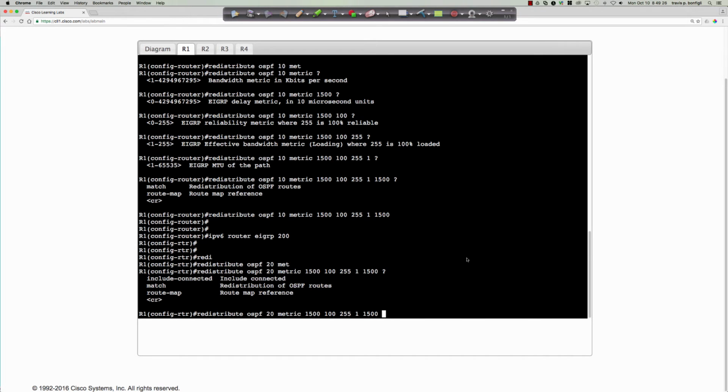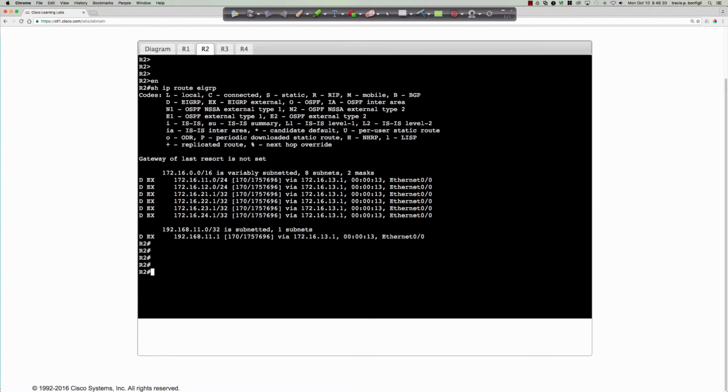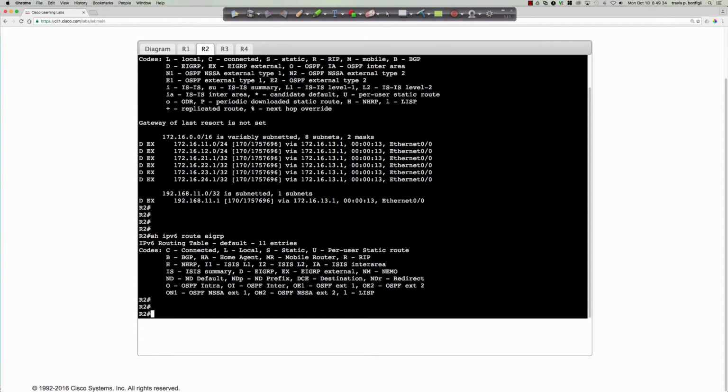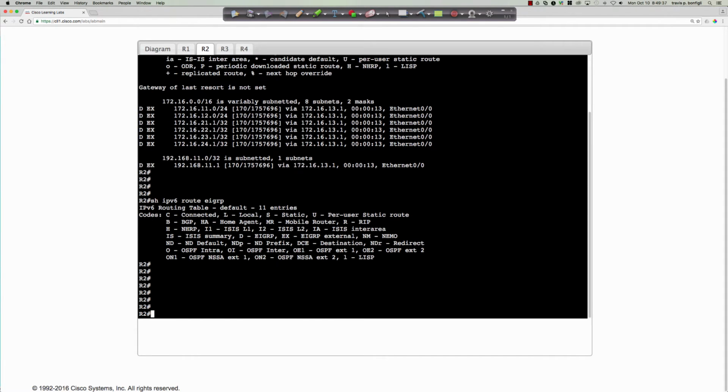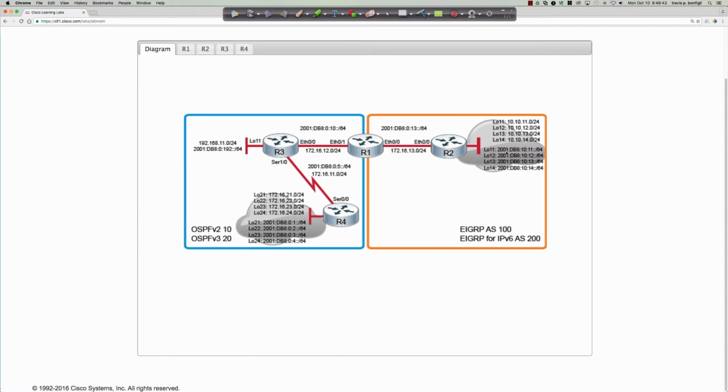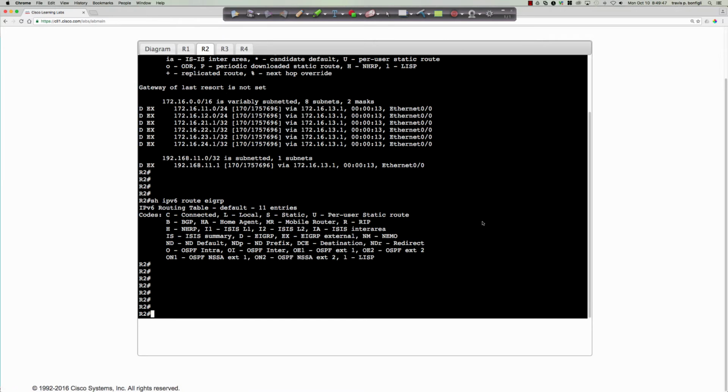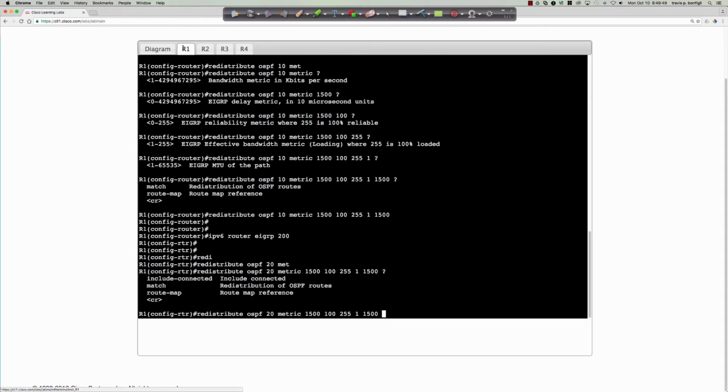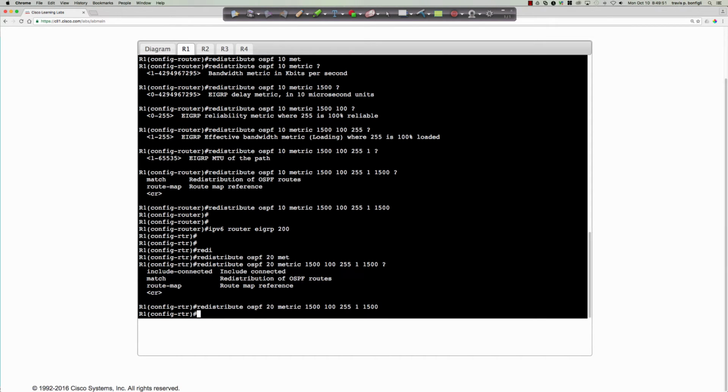So we come over to router 1, and actually before I do that, let me come over to router 2, I should say, and we're going to say show IPv6 route EIGRP. As you can see, we have no IPv6 EIGRP routing information over here yet. Again, we've got some loopbacks, right? But nothing other than that shows up. So let's go ahead and kick off the redistribution here. I'm going to hit enter.